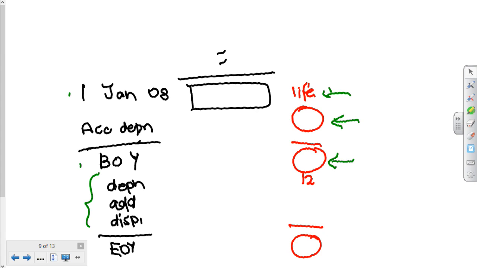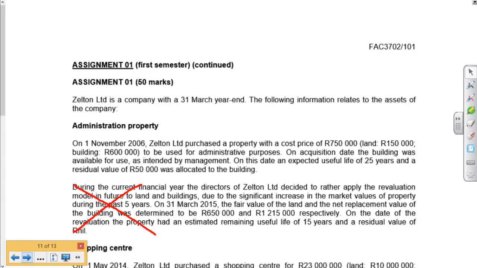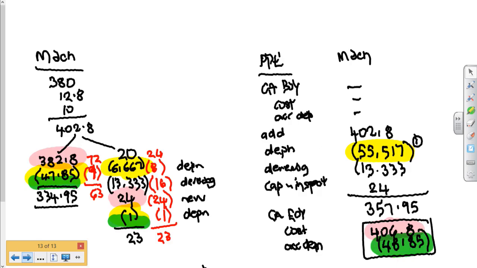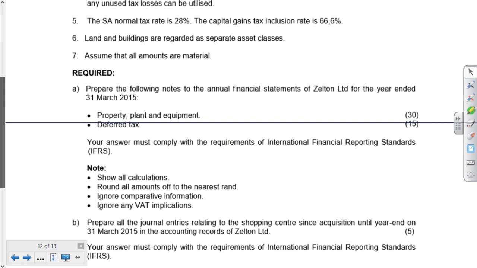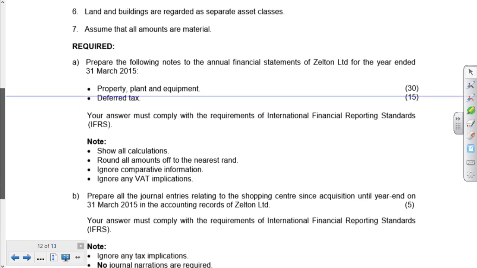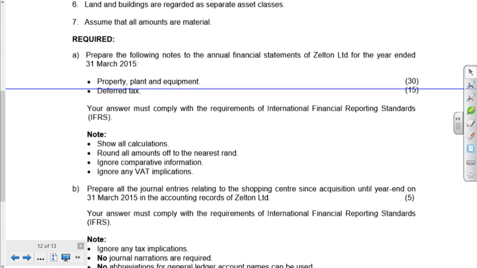You'll see that the required for the assignment is a PPE note. Let's just look at that required again quickly, because I want you to be aware of how important PPE is in the exam. It's a PPE note which is worth 30 marks. And that is what it will be in the exam, isn't it? Christian, 30 marks. Hey, PPE is big. A PPE note for 30 marks and a deferred tax note for 15. And then some journals. Journals for the investment property, for the shopping center, for 5 marks. But that is a typical exam question, that. The PPE for 30 and then the deferred tax.